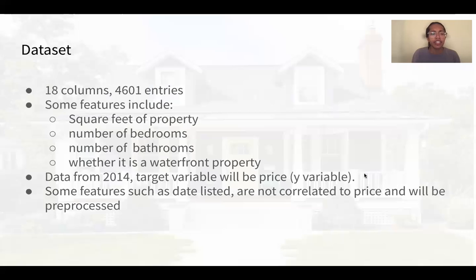So in regards to the data set, there are 18 columns and 4601 entries, and there are some key features such as square feet of property, number of bedrooms and bathrooms, and whether it's a waterfront property. The data is from 2014, and there are some features that need to be pre-processed.